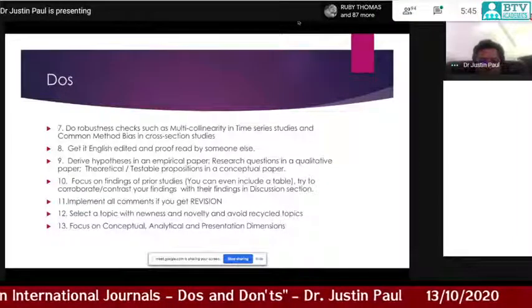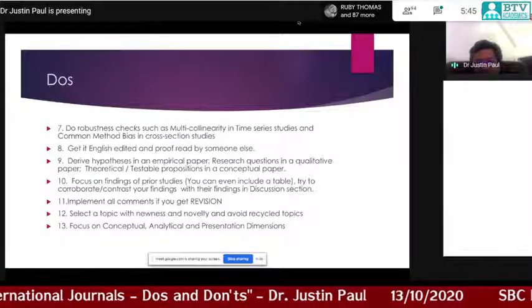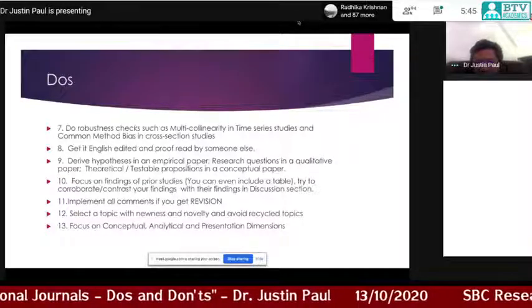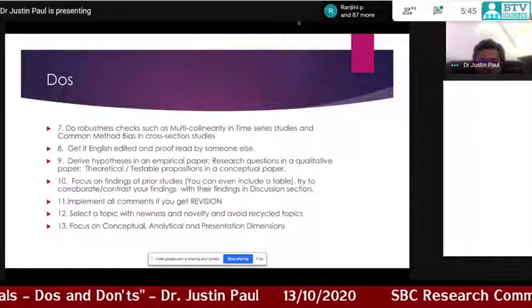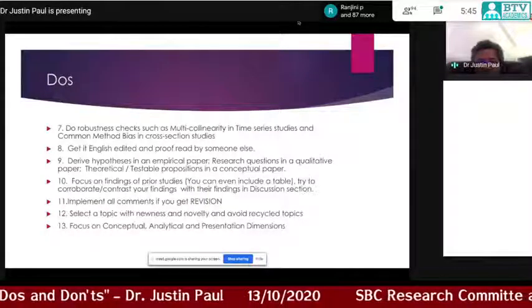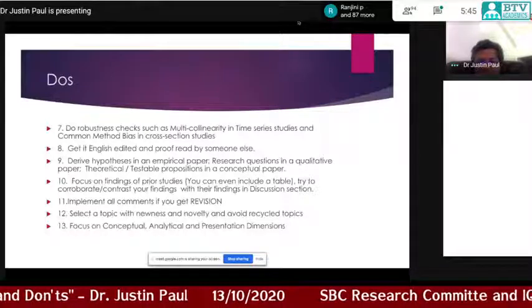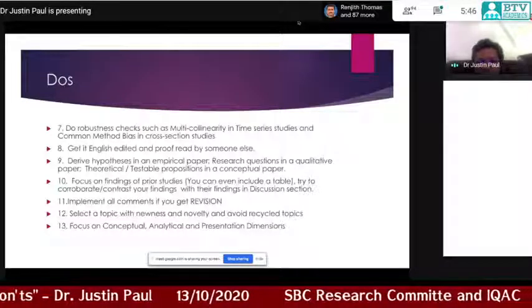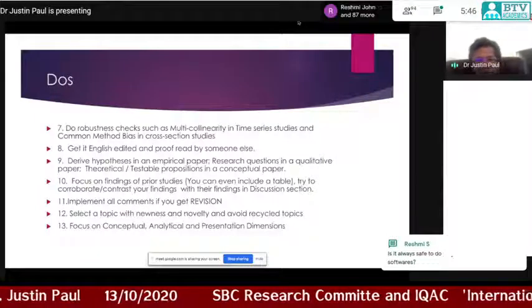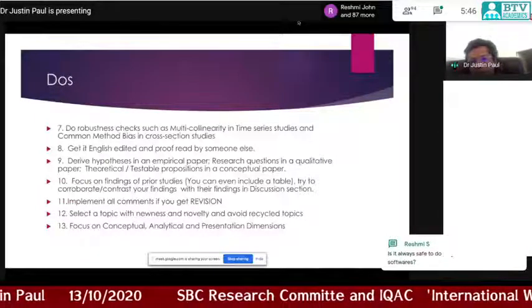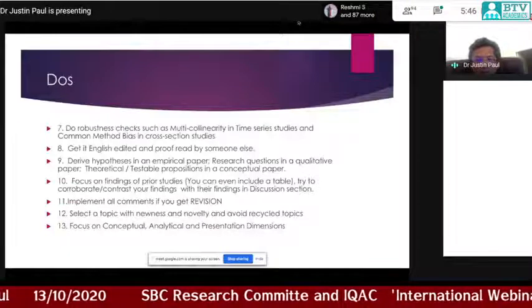Number 10, focus on findings of prior studies. This is important. You can even include a table. For example, findings of prior studies, when you do literature review, it has to be ideally part of your literature review. You can include a table with the findings of prior studies.